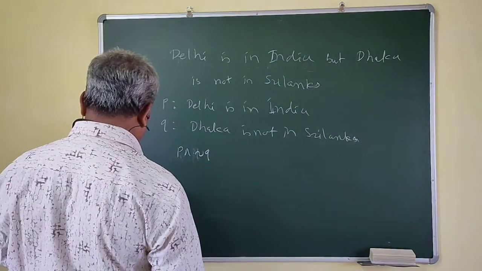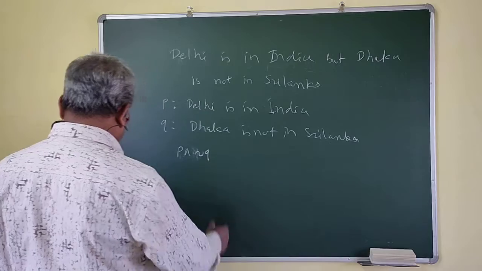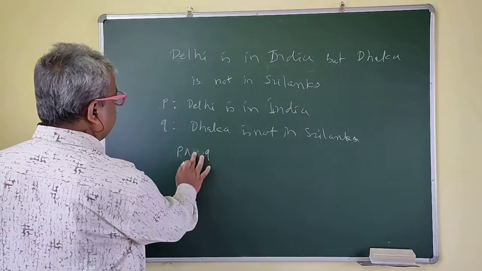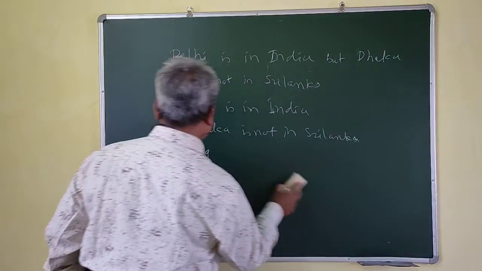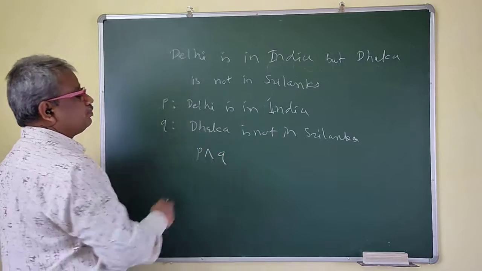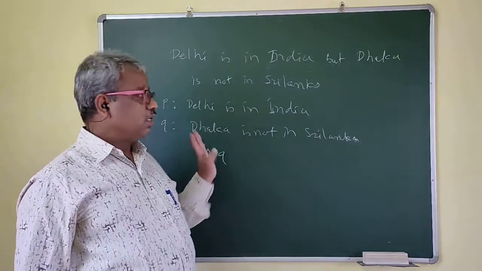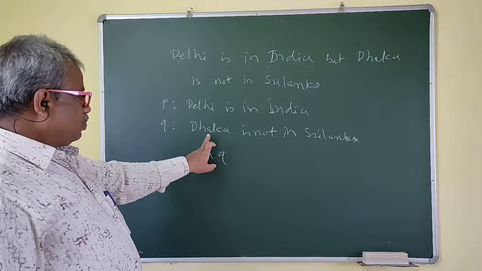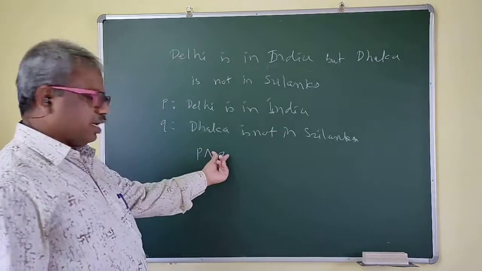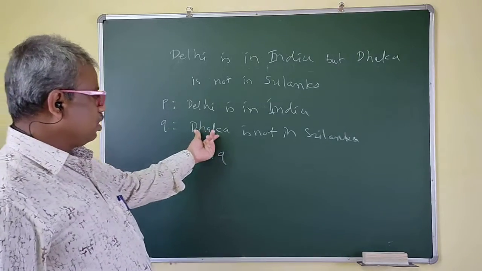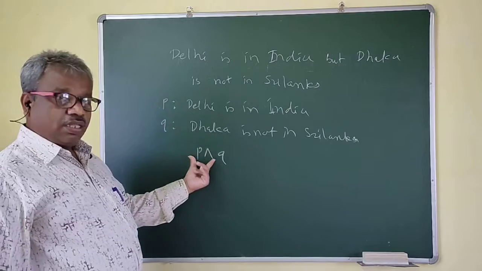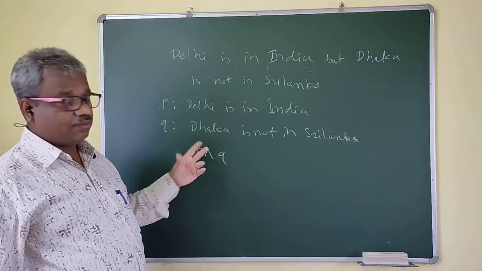So that means what here? If "but" is there, then connect that statement with the negation. Just "but" means you have to connect with the word "and". So this is P and Q. Dhaka is not in Sri Lanka. If you say Dhaka is in Sri Lanka, then write the negative here. But our Q is: Dhaka is not in Sri Lanka. So when "but" is there, connect it just like an "and".